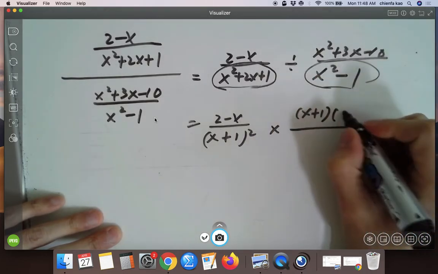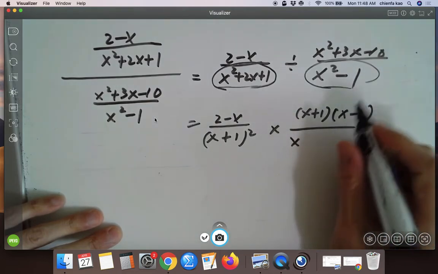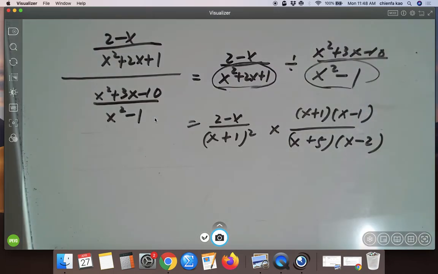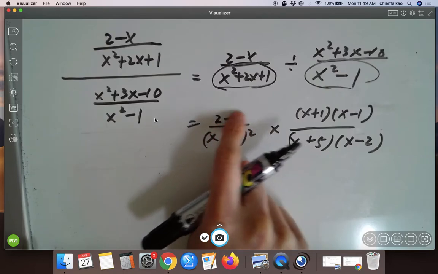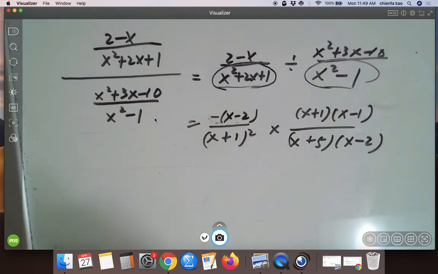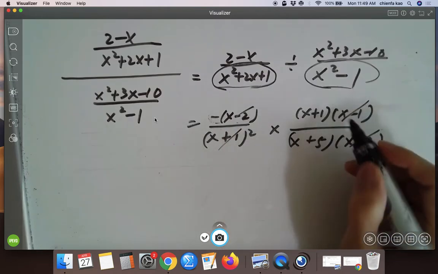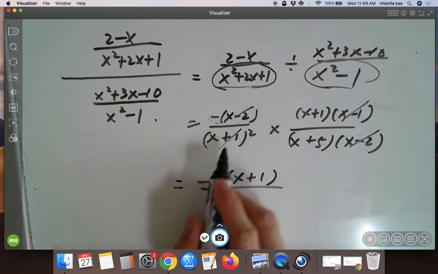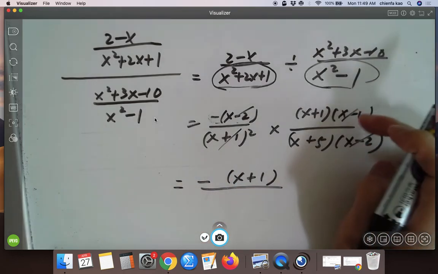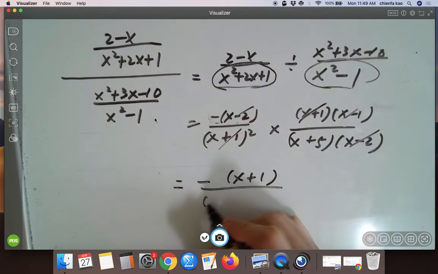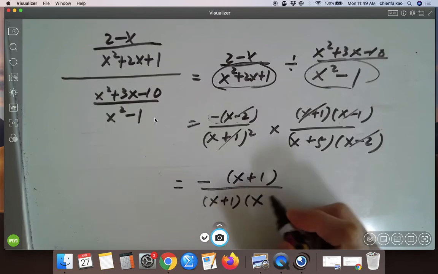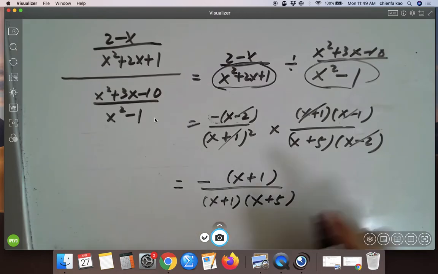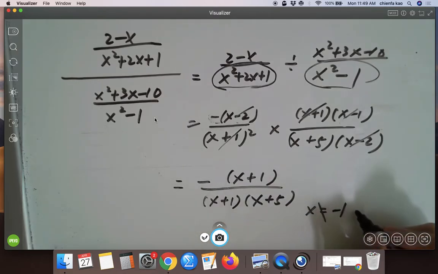I flipped. Okay, it becomes divide. This one is plus 5. X minus 2. Okay, you can rewrite this as an x minus 2, negative bracket x minus 2. Cancel, cancel, cancel, cancel. So the final answer is negative x plus 1 bracket. You're left with, ooh, did I cancel the wrong thing? I canceled the wrong thing. It's this one. You're left with x plus 1 and then x plus 5. Yeah, okay. So we know that x cannot be negative 1, cannot be negative 5.